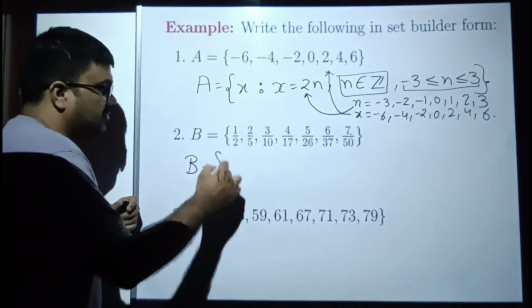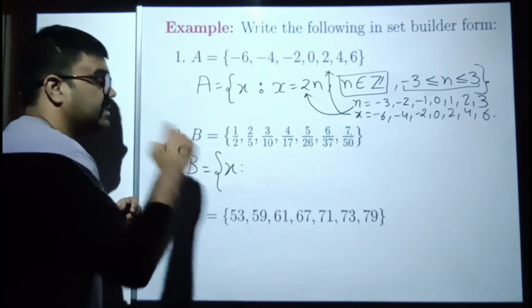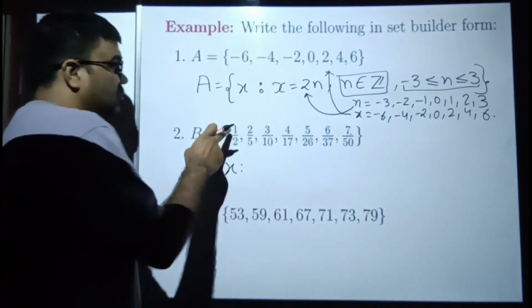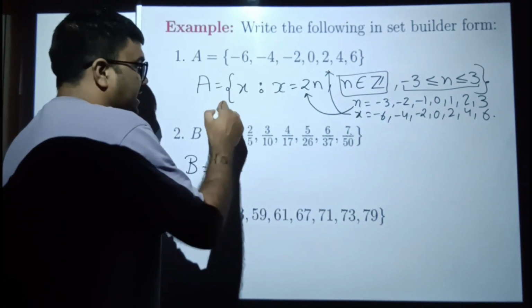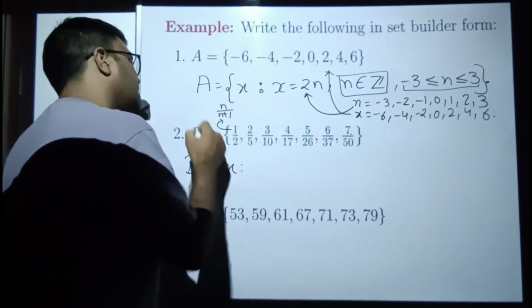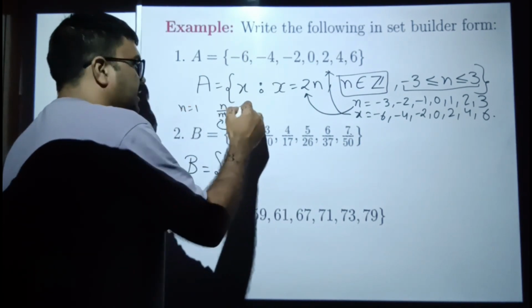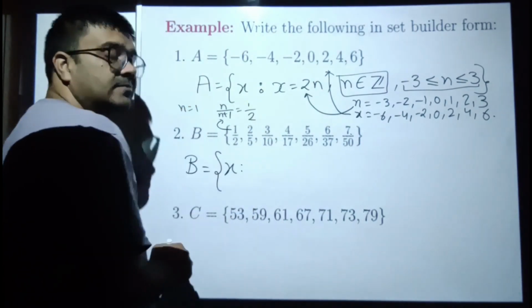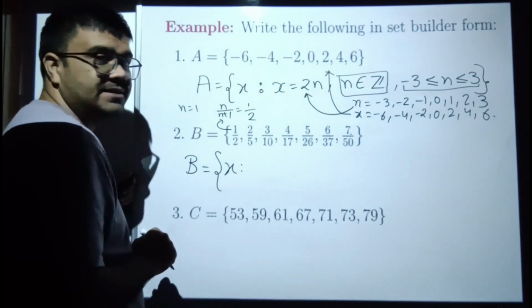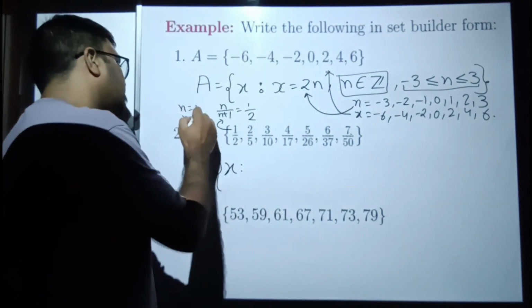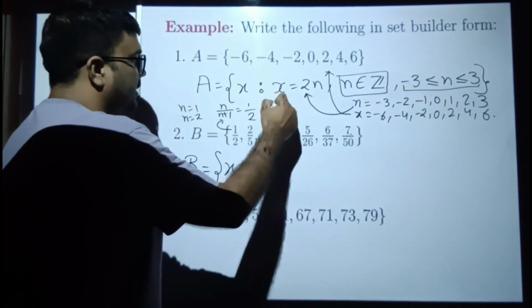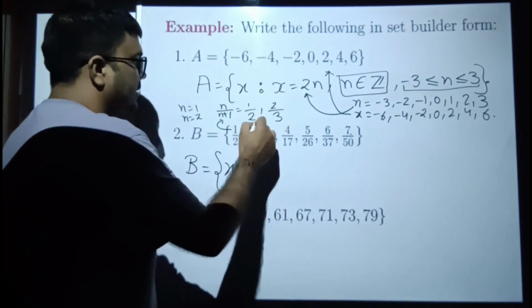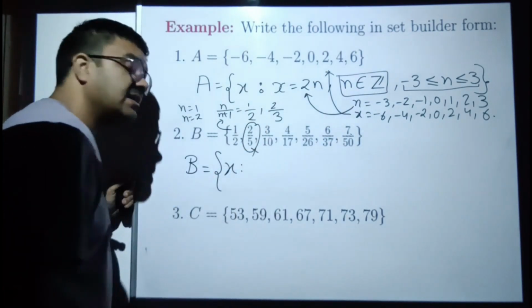We are saying B is equal to X such that, now what property they are satisfying? If we look at this first element, it is 1 by 2. If I am writing it as n over n plus 1, and I will substitute n is equal to 1, the answer I will get is 1 by 2. First element, it is satisfying this condition. Now you substitute n is equal to 2. When you substitute n is equal to 2, the value you will obtain is 2 by 3. But this value is not 2 by 3. It is not satisfied over here.